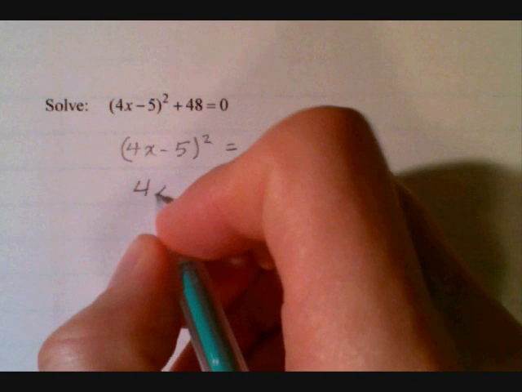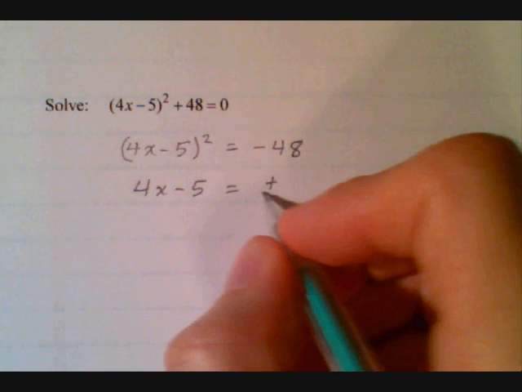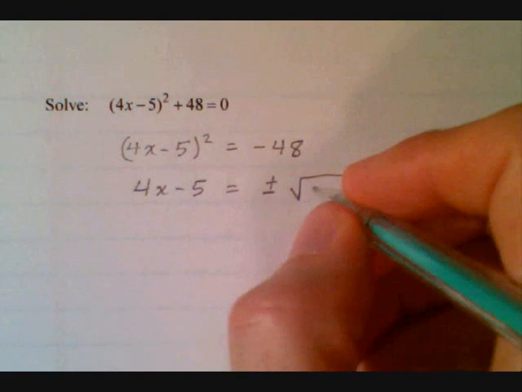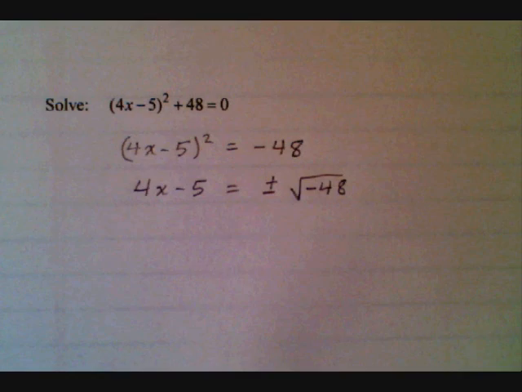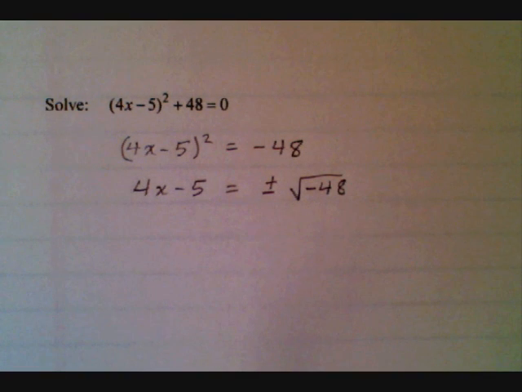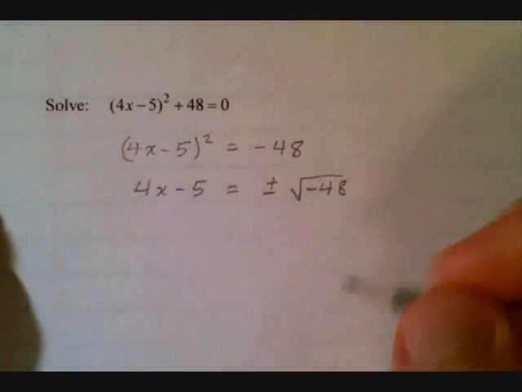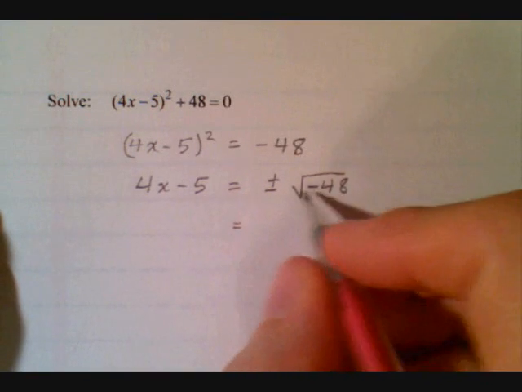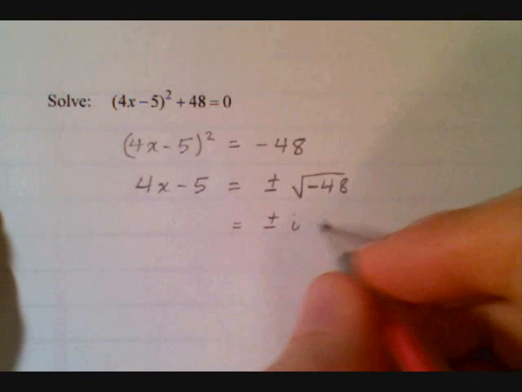So my next step would be to write 4x minus 5 equals plus or minus the square root of negative 48. And then I'm going to rewrite the square root of negative 48 as i times the square root of 48.